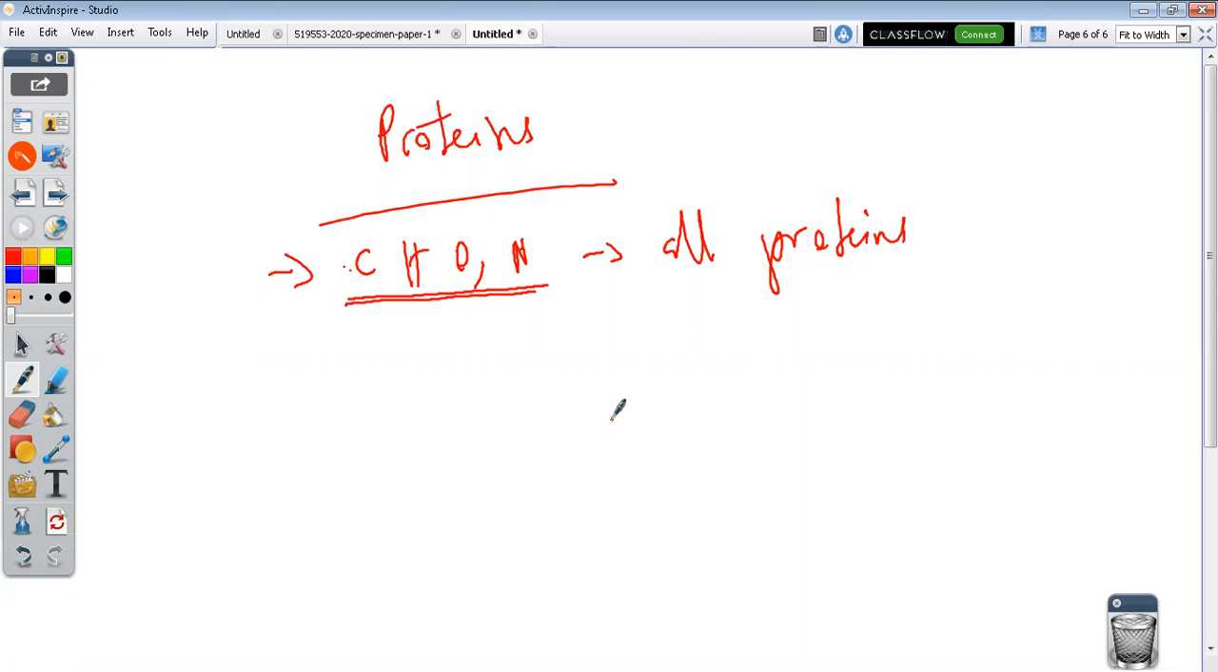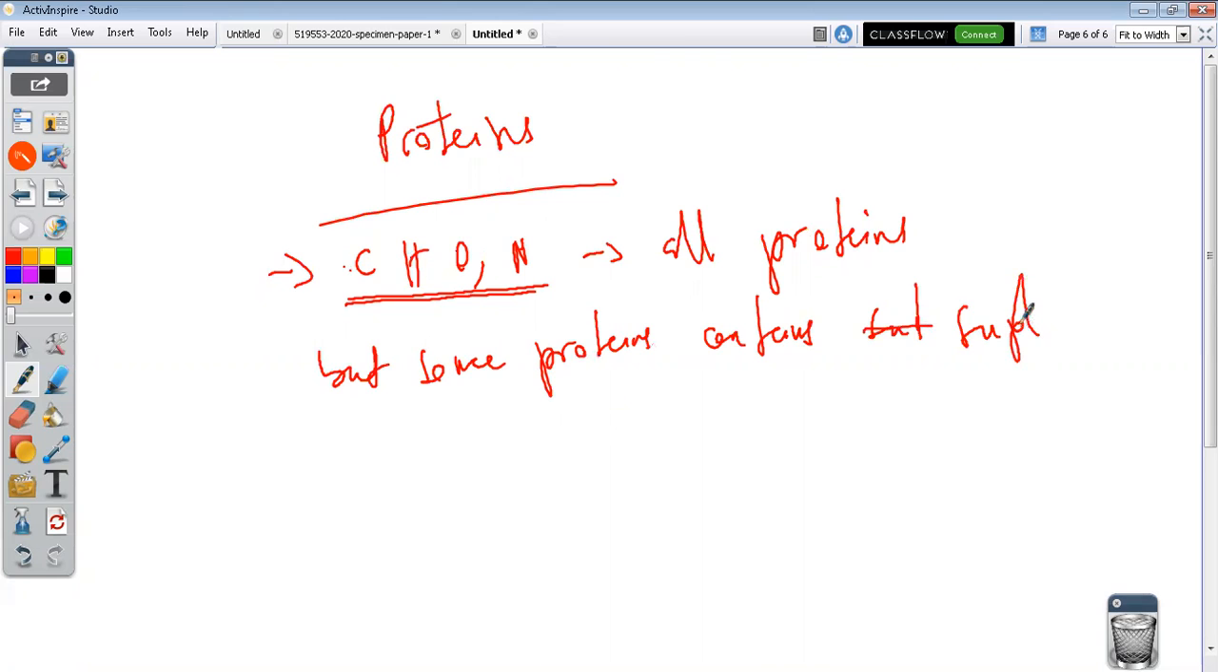But some proteins contain sulfur, which is S, and phosphorus. But all of them contain that.